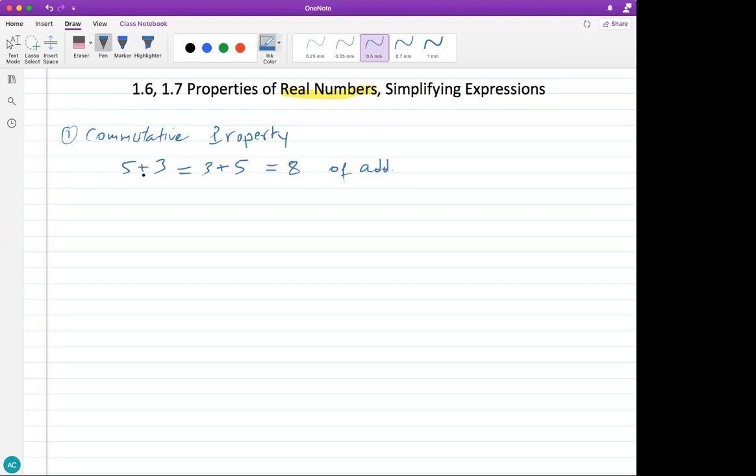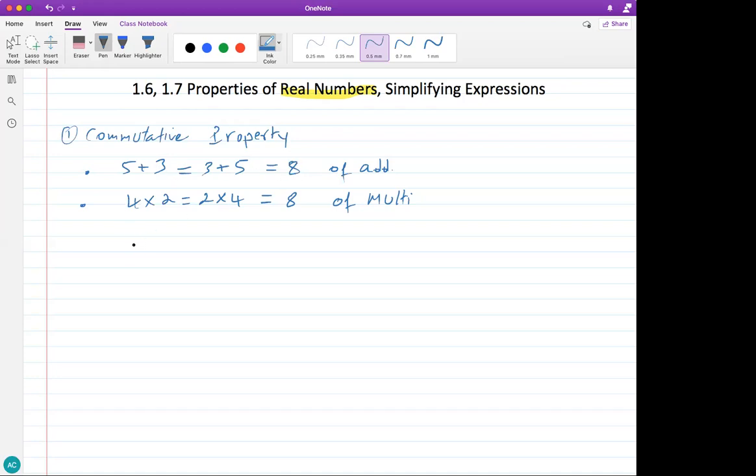Okay, and the same thing applies to multiplication. So when you multiply 4 by 2, for example, it is the same as 2 by 4, which is 8. Has nothing to do with this 8. These are two separate examples. This is for multiplication, so we call this the commutative property of multiplication. Okay, so that's all that it means. With the commutative property, the order of the numbers changes, the result remains the same.